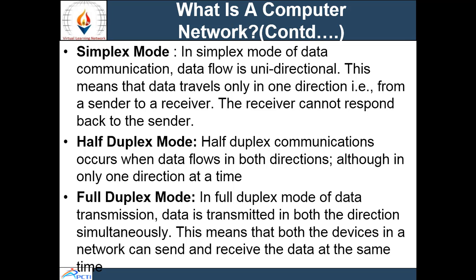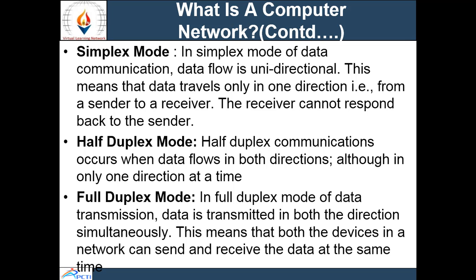Next one is half duplex mode. Half duplex communication occurs when data flows in both directions, although in only one direction at a time. An example of a half duplex system is a walkie-talkie system, a two-way radio used normally by police. You may use the word over to indicate the end of transmission and ensure that only one party transmits at a time. In such systems, senders and receivers both transmit on the same frequency.